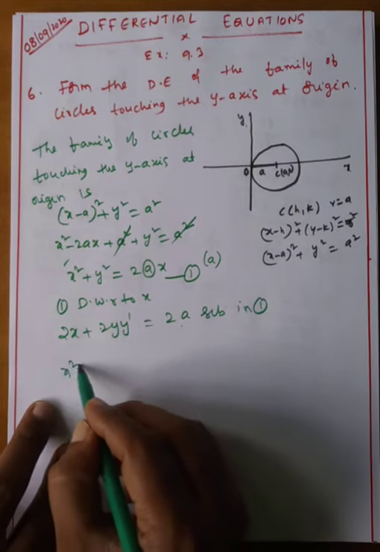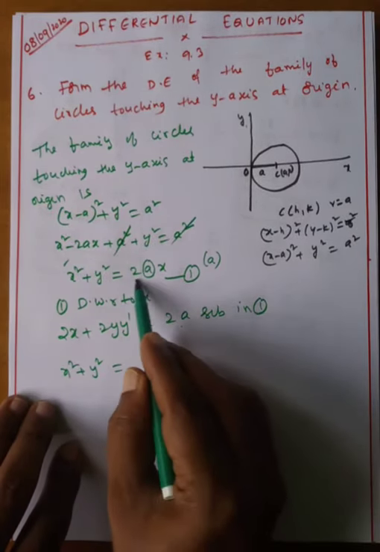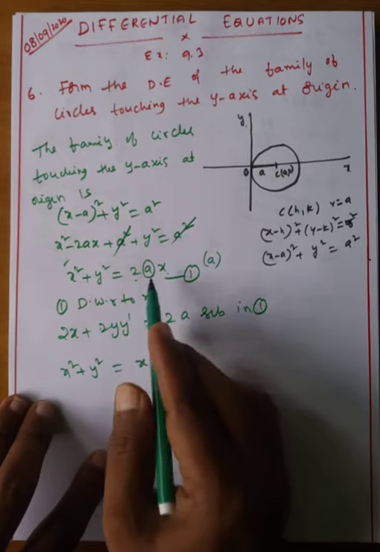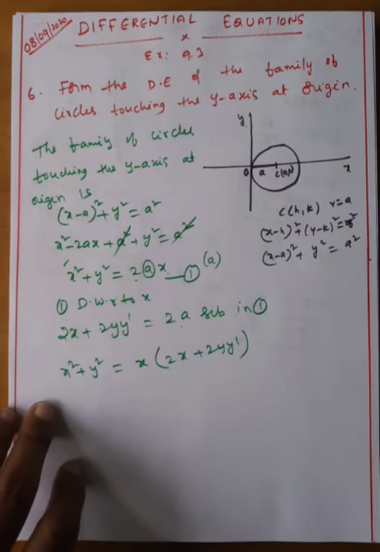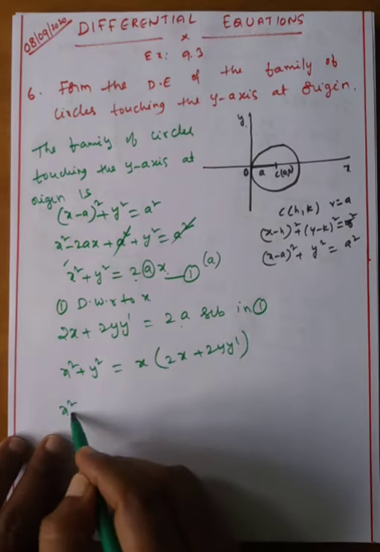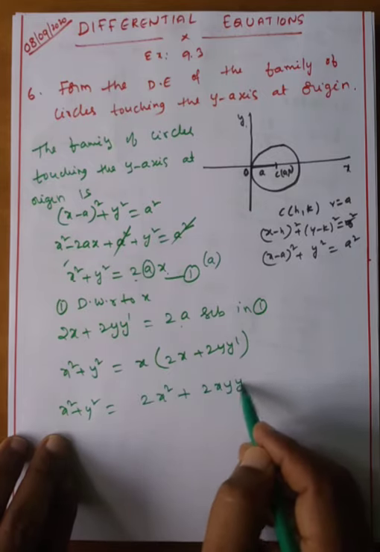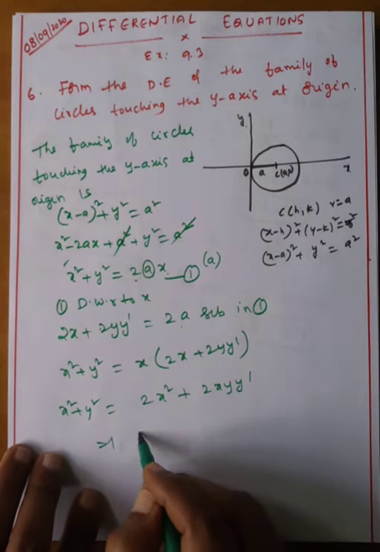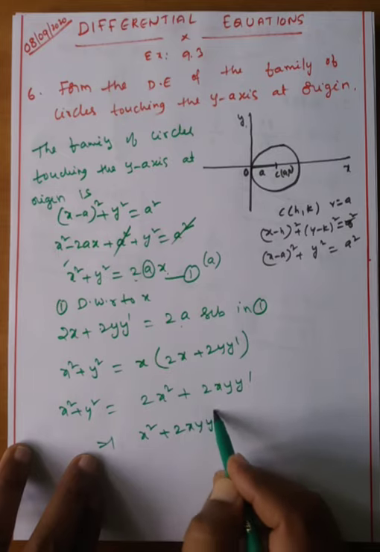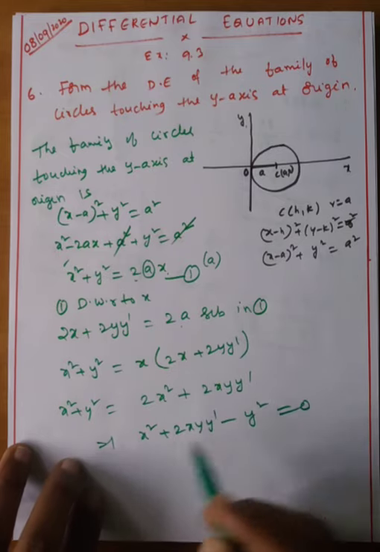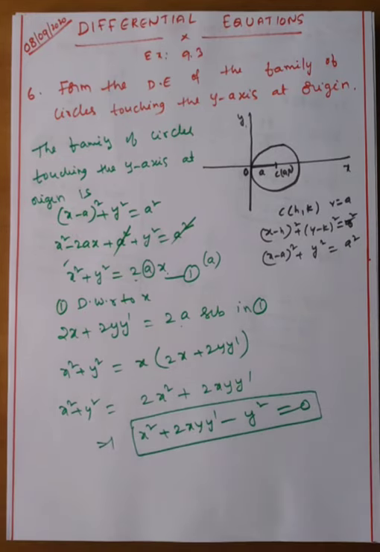Now x square plus y square is equal to 2a x, and what is 2a? 2a means 2x plus 2y y dash. Now x square plus y square is equal to 2x square plus 2xy y dash. Now on this side, 2x square minus x square plus 2xy y dash minus y square is equal to 0. In this way, we will form the differential equations. I hope you understood or not? Yes.